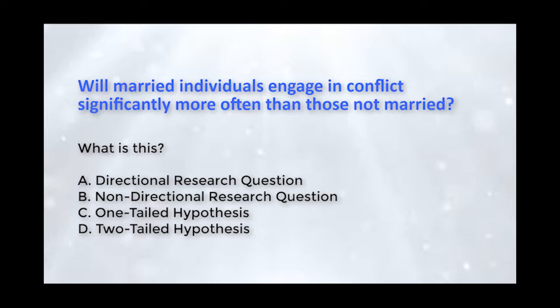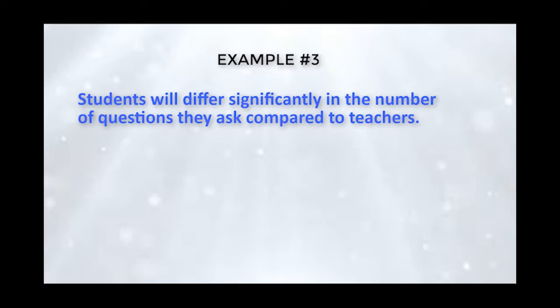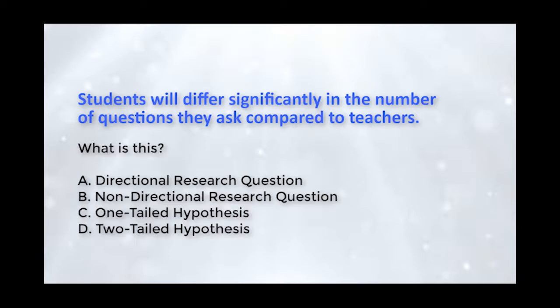First, you look at the structure and you notice it is a question and therefore determine it is a research question. Second, you examine whether it predicts and you notice it does make a prediction using the word more. Therefore, it is a directional research question. Example number 3. Students will differ significantly in the number of questions they ask compared to teachers. What type is this?